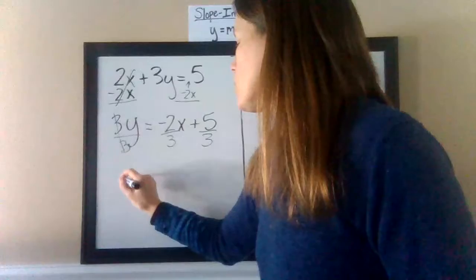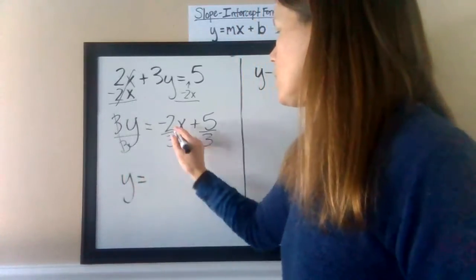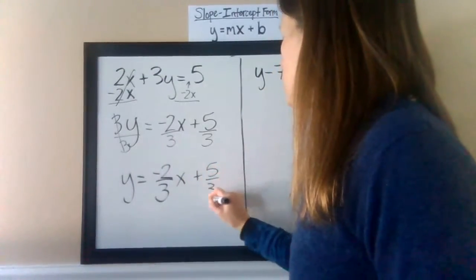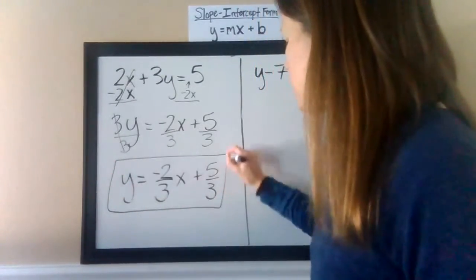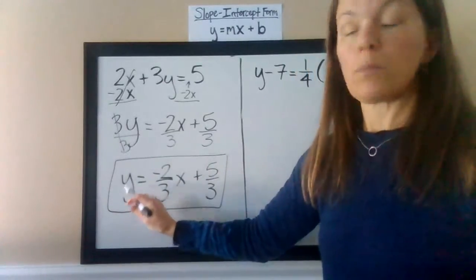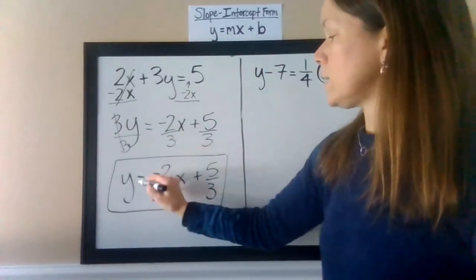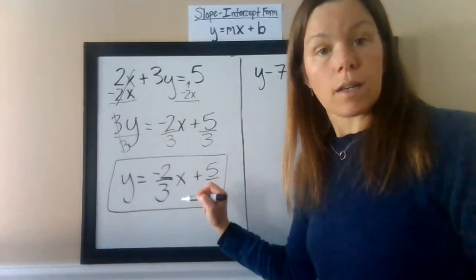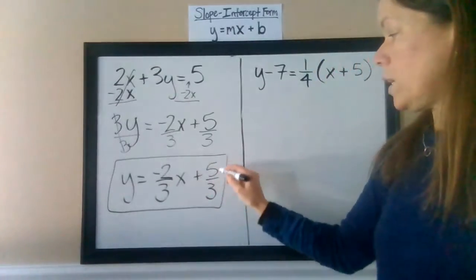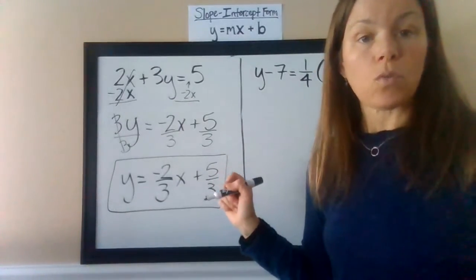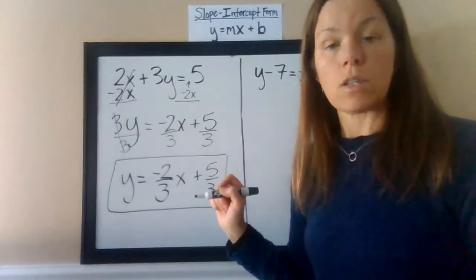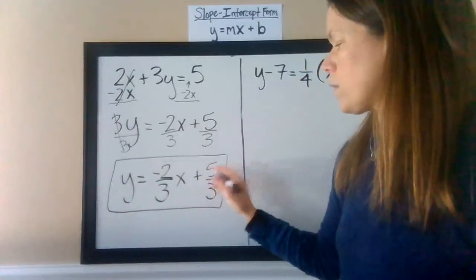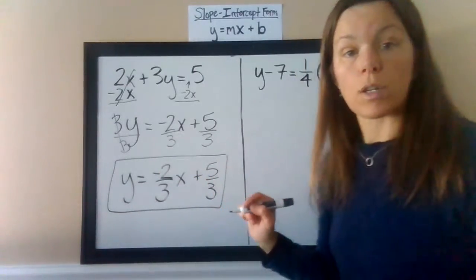These 3's cancel. I've got y equals negative 2/3 x plus 5/3. Now let's just check it out here. I've got 1y, that's what I'm looking for in my slope-intercept form. 1y equals negative 2/3 x, some coefficient times x, plus b. b in this case is 5/3, or 1 2/3 if you're graphing it, so that it's easy to graph. And this is slope-intercept form, y equals mx plus b. All right, let's look at another example.